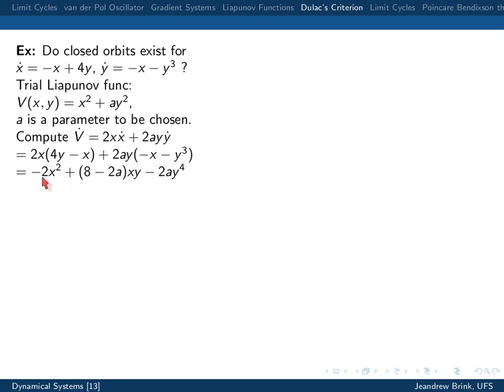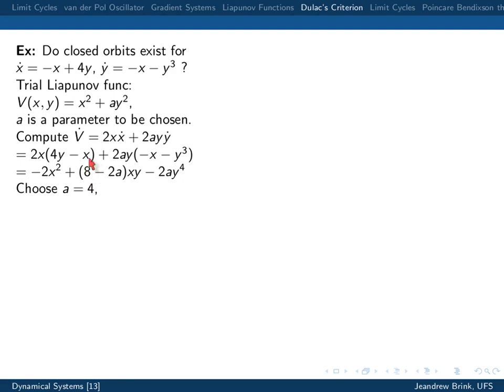So this term is easy, it's less than 0. That term is easy, it's also less than 0. This term is sometimes not, right? So x can be positive or negative while y is positive, or if x is positive, y can be positive or negative. So we want to set this term to 0 to ensure that the whole thing remains negative. And so the natural way to choose a is simply to say choose a equals 4.